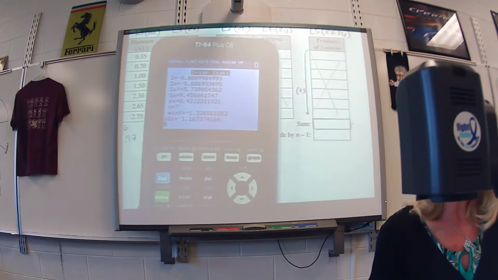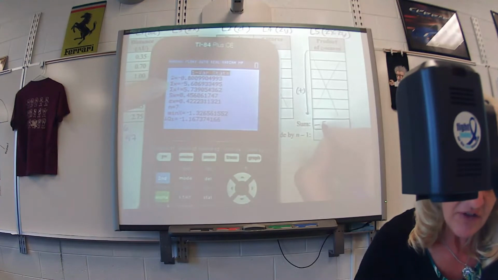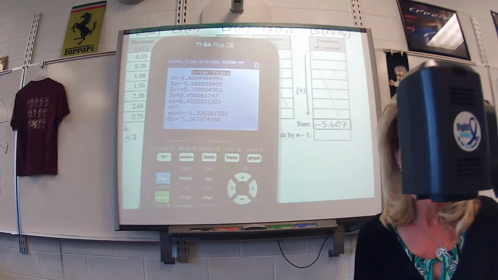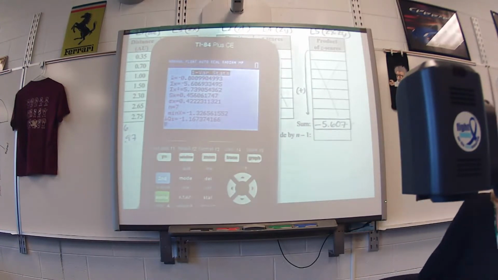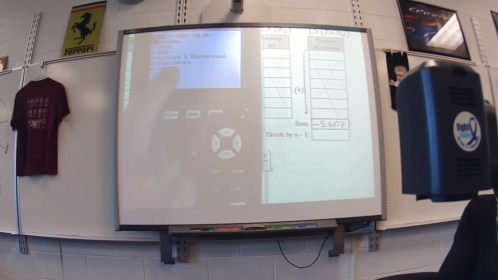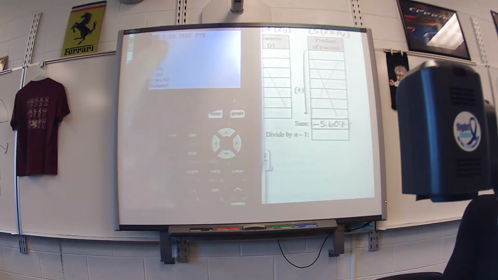So if I want the sum of that column, I want what they call sigma X. So it would be negative 5.607 approximately. Now, by the way, if you want to avoid round off error on that, on the 84s, if you press your variable button, you have a statistics menu. And you could say, well, I want the most recent sigma X that you gave me. And just to confirm, there it is.